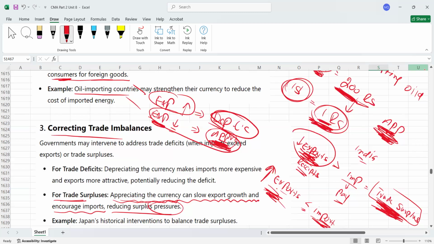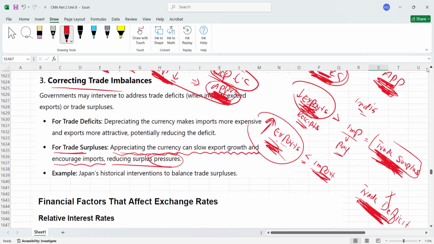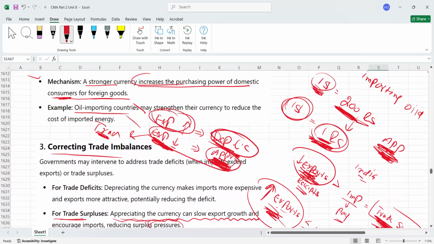When you appreciate your local currency, exports will go down and this will remove trade surplus. Because to remove the trade surplus, I have to reduce my exports. If I want to reduce my exports, I have to appreciate my currency. And if I want to remove trade deficit, I have to increase my exports, and to increase the exports, I need to depreciate my currency. Please remember these two points.